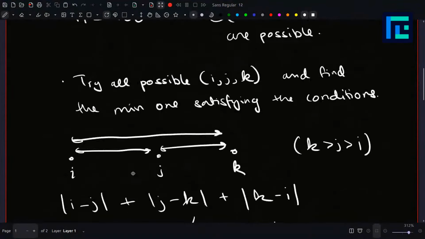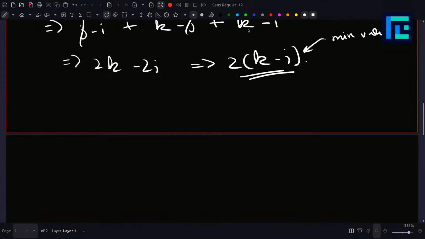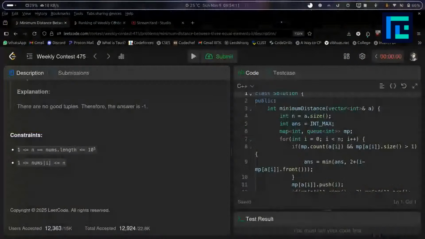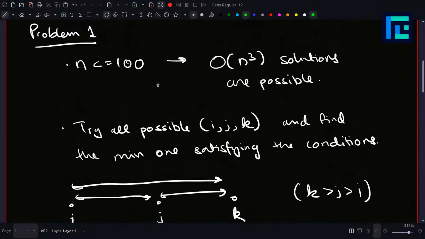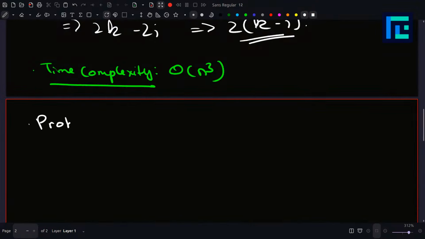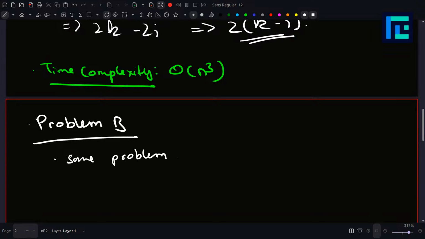Okay. By the way, the time complexity for problem A, we can note it down, is simply n cubed, right? Time complexity for problem A with the solution which I have described is n cubed. And now problem B is the same problem, but we need to solve it with n less than or equal to 10 to the power 5. So our expected time complexity will be big O of n or big O of n log n.